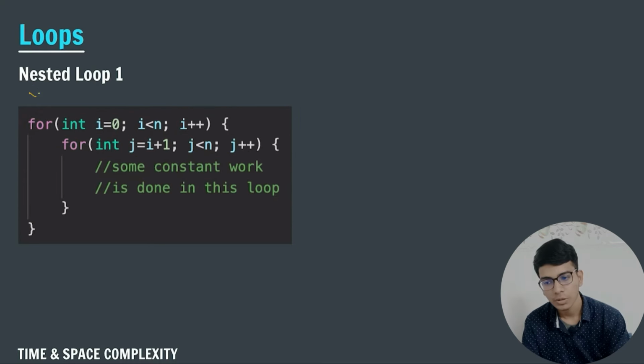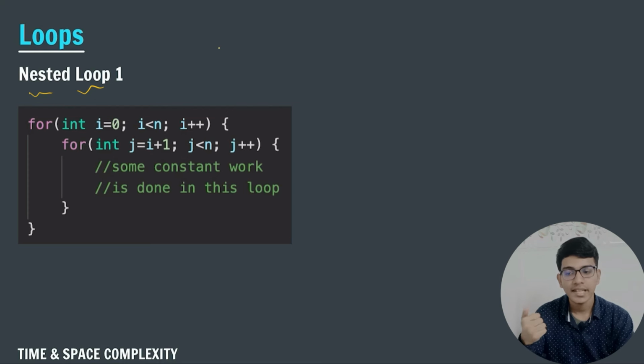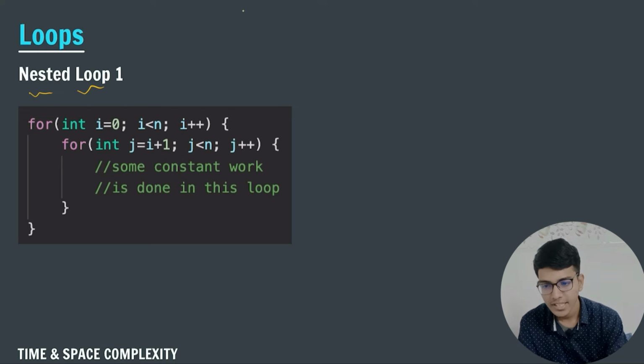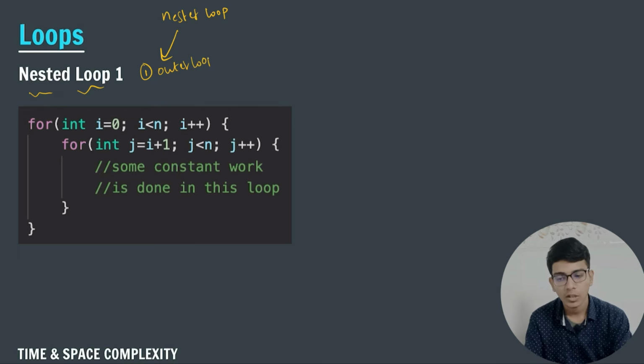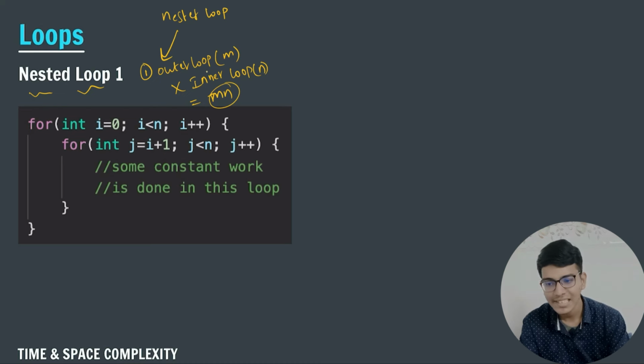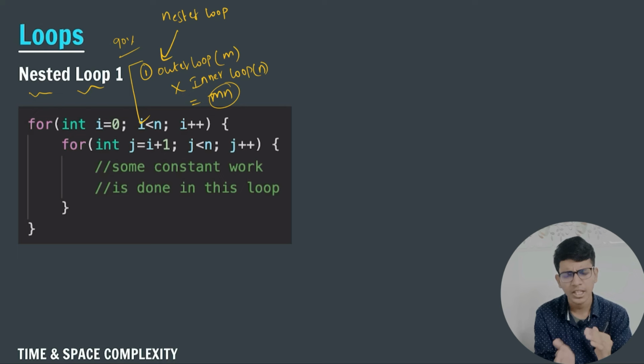Let's talk about nested loops. When it comes to nested loops, when we have two or three loops, there are two methods which we generally follow to calculate the time complexity of that particular nested loop. The first method is that we consider how many times our outer loop is running, and we multiply it by how many times our inner loop is running. Let us consider the outer loop runs m times and the inner loop runs n times. So my time complexity will become m times n. This first method is useful up to some extent. About 90% of the questions on the time complexity of nested loops can be done by just multiplying the outer loop and the inner loop.